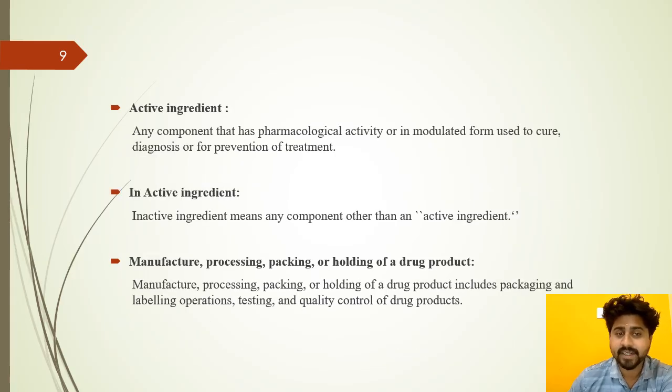Active ingredients, inactive ingredients, manufacture, processing, packaging, and holding of drugs. You already know that an active ingredient is any component that has pharmacological activity, used to cure, diagnose, or for prevention or treatment. An inactive ingredient is a component other than the active ingredient which supports the formulation during drug product development. Manufacturing, processing, packaging, and holding of a drug product means the manufacturing and processing, packaging, labeling operations, testing, and quality control of the drug product.